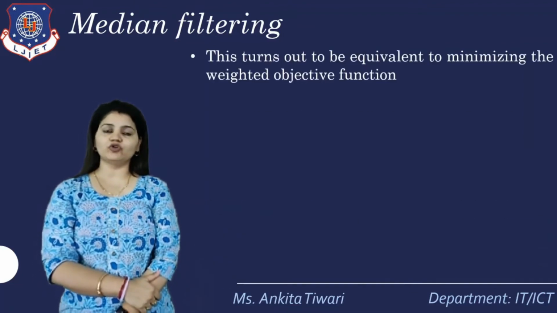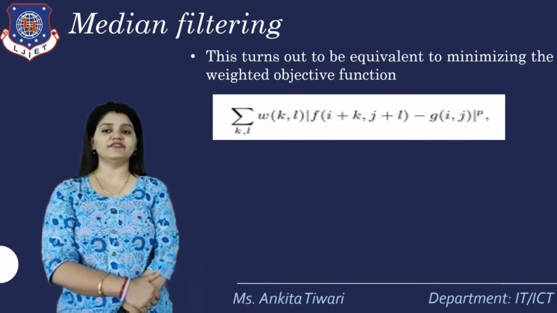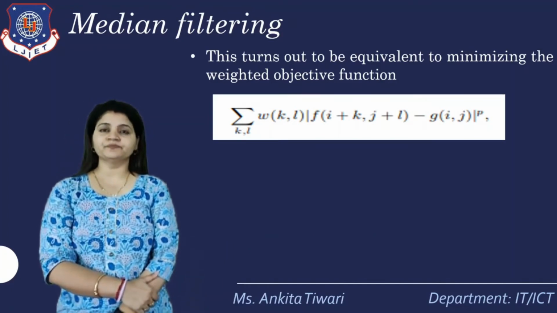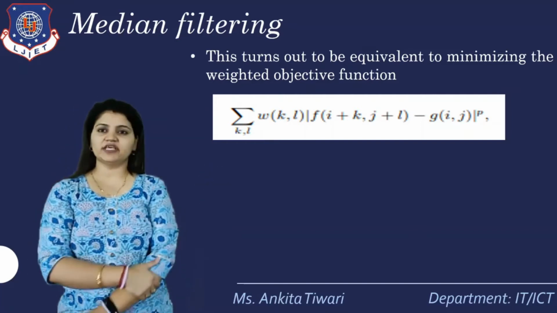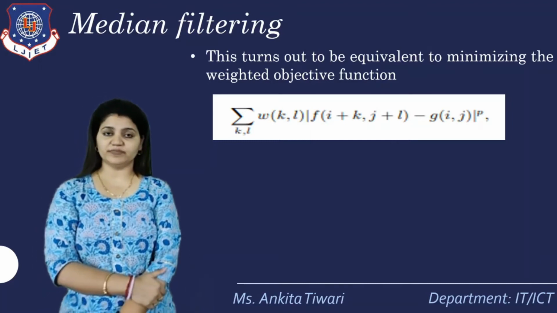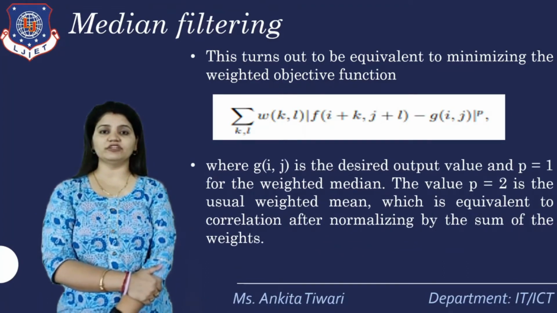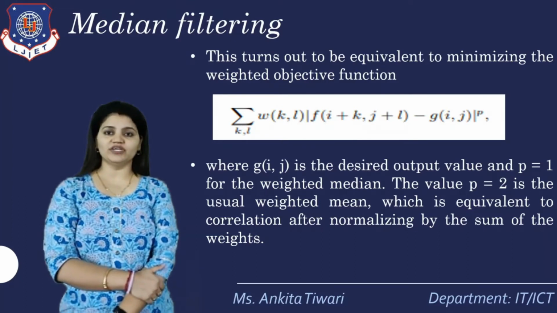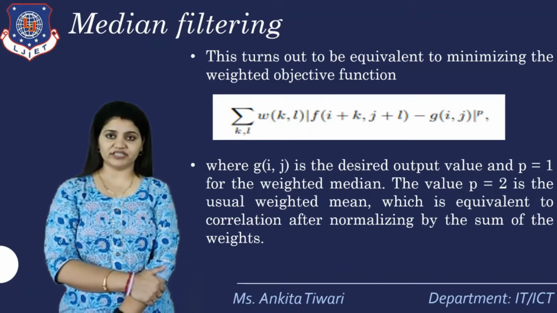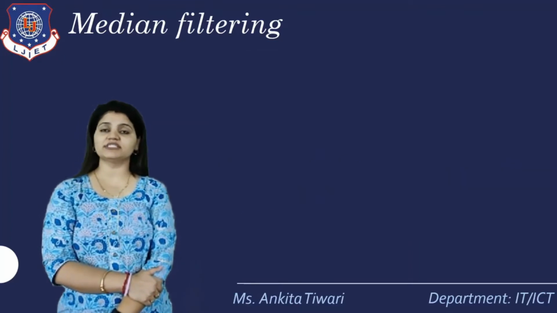Now this turns out to be equivalent to minimizing the weighted objective function. So here we define the function: the summation over k comma l of w of k comma l, times the absolute value of f of i plus k comma j plus l minus g of i comma j, raised to the power p. Here g of i j is the desired output value, and p equal to 1 gives the weighted median. The value p equal to 2 is the usual weighted mean, which is equivalent to the correlation after normalizing by the sum of the weights. So this is the function defined in order to minimize the weighted objective function in median filtering.